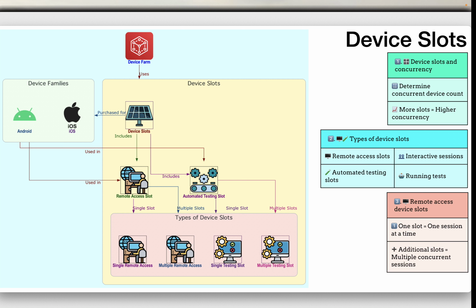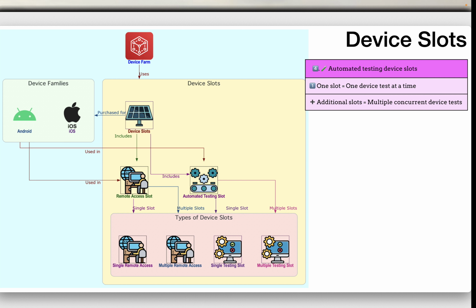For remote access device slots, with one slot you can run only one remote access session at a time, and you can purchase additional slots which allows you to run multiple sessions concurrently. And for automated testing device slots, you have one slot which allows you to run tests on a single device at a time, and then you have additional slots which can enable concurrent testing on multiple devices. So both with automated as well as remote access, they follow the same model. You have single slot as well as multiple slots.